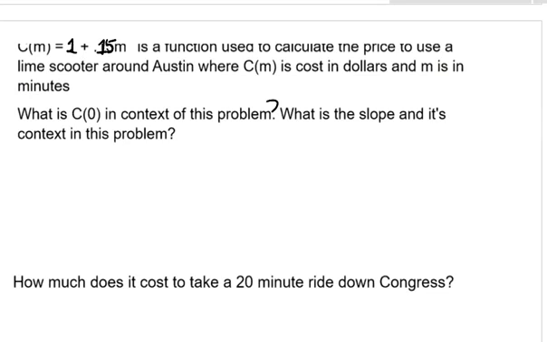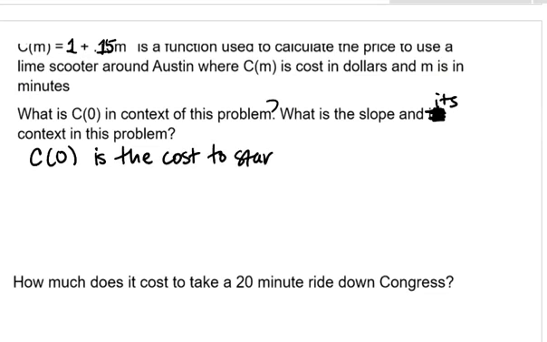What is the slope and its context in this problem? Well, C of 0, that's where the independent variable is 0. That's like the y-intercept if we were to graph this thing. And I'd say it's the cost to start renting the scooter.